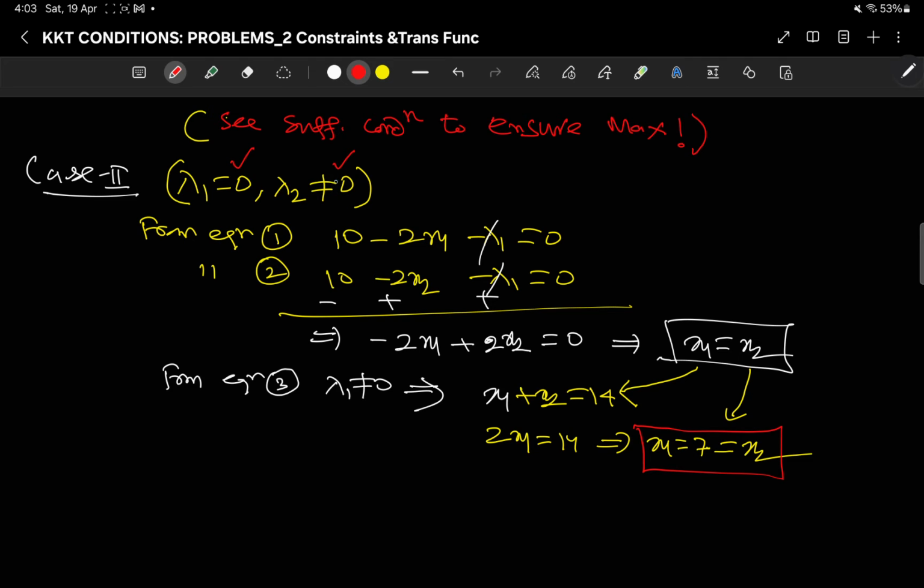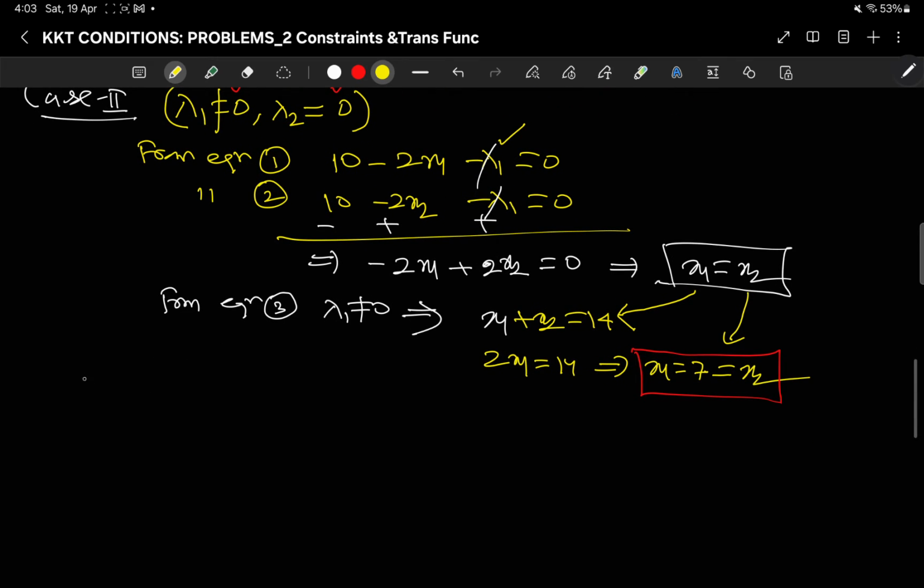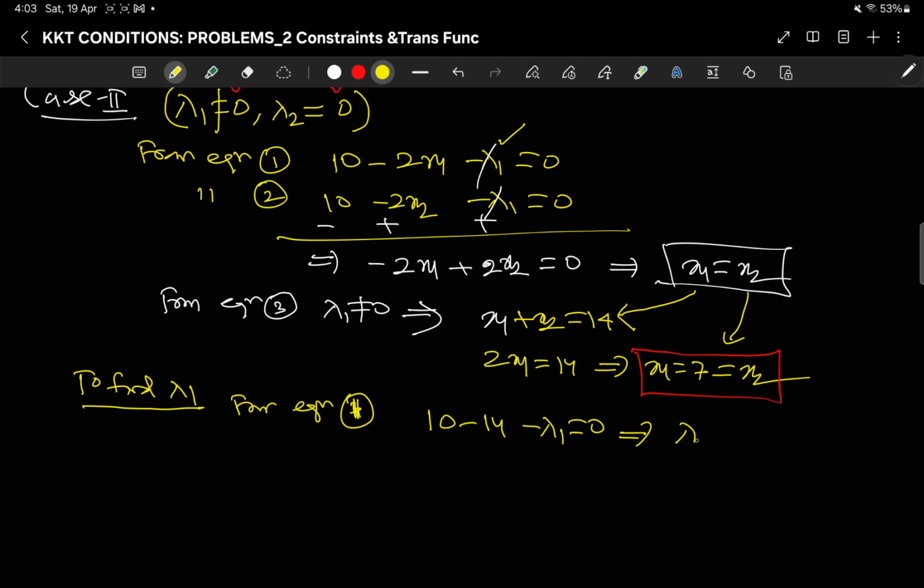Actually, sorry, it is lambda 1 not equal to 0, lambda 2 equal to 0. Now to find lambda 1, from equation 1 you have 10 minus 14 minus lambda 1 equal to 0. So that means lambda 1 is equal to minus 4, which is negative, right?